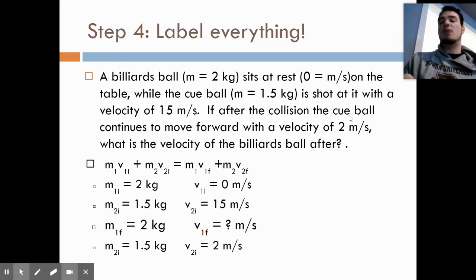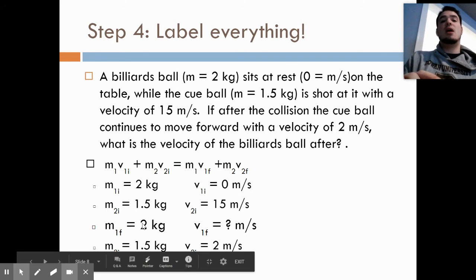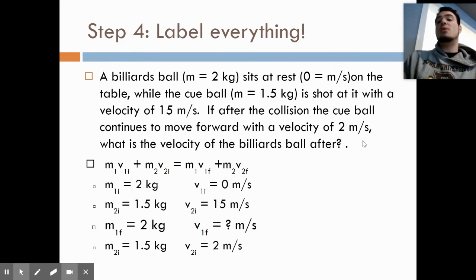Now we're looking at the situation after the collision, so we write down what we still know. The masses have not changed, right? It's not like the mass changes after the hit. So boom, we write M2, but we don't know the velocity of the billiard ball. We do not know it. So that's where we're going to make our little question mark.